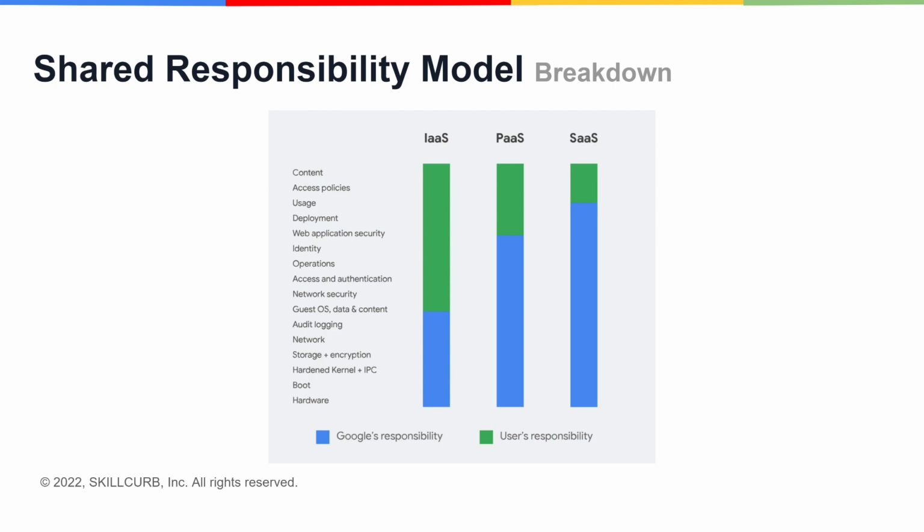In the infrastructure as a service model, the customer is responsible for anything on top of the infrastructure and network level. In a platform as a service model, Google is responsible for everything in infrastructure as a service and the data, network security, application security, and identities. And finally, in the software as a service model, the customer is responsible for only application usage, access policies, and the content. With this information, you now know how the shared responsibility model is applied within GCP for your own usage.